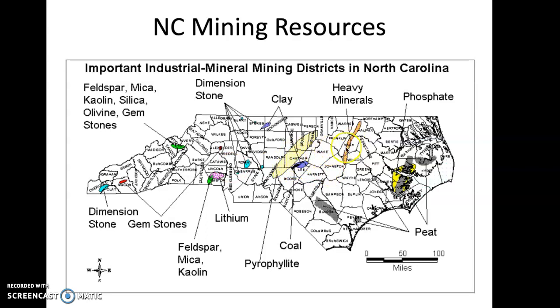And some clay, some heavy metals, and some phosphorus over here close to the more coastal regions, but near the sound right here. So we mine quite a few different minerals here in North Carolina. Again, in Bladen County, we mainly mine peat.